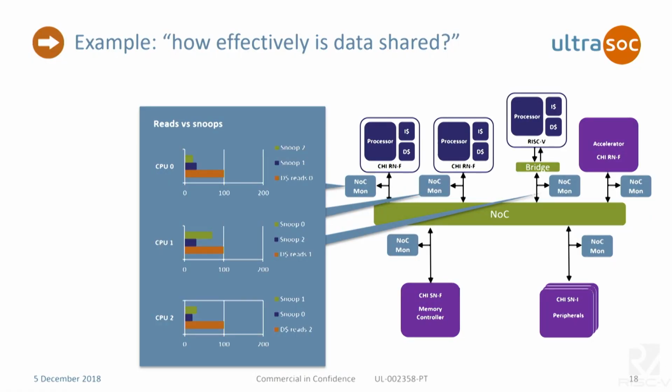Snoop data here, well, if we observe traffic here, here, and here, we can see this is observing a lot of snoop from processor 0, which implies that actually the data is not, you might want to share the data differently. And because that's happening, the bandwidth that this CPU will see will be somewhat reduced.